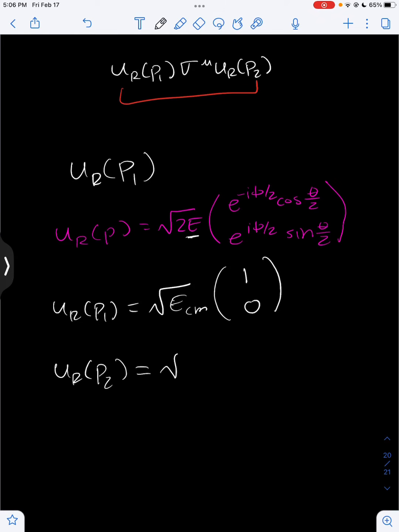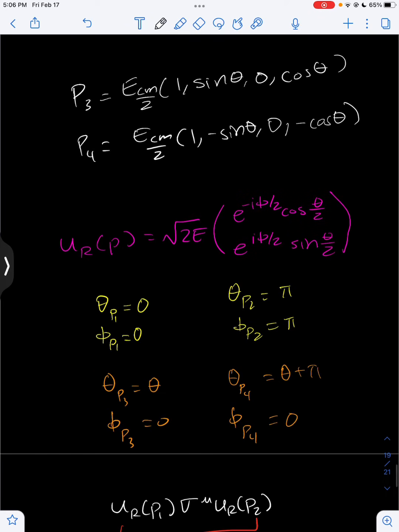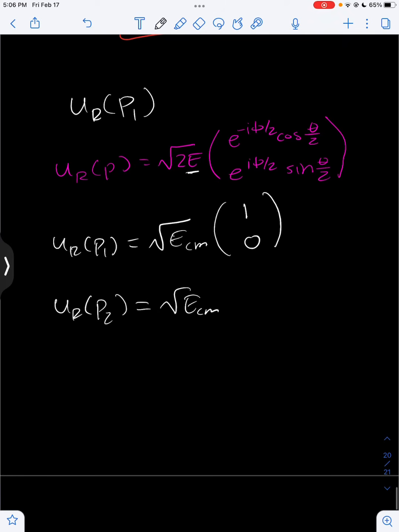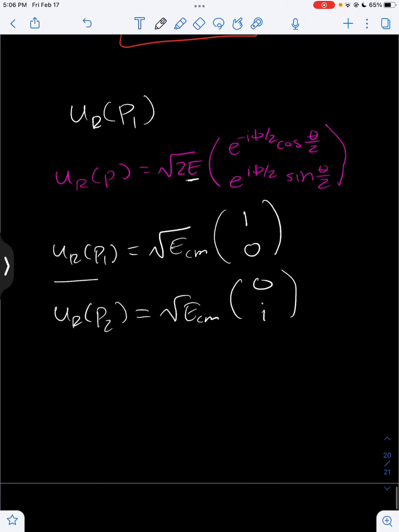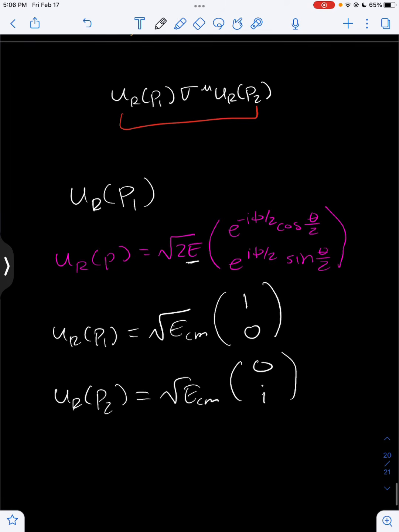Likewise, we're going to have square root of ECM. For this particle, we chose theta of P2 to be pi. So we are going to be left with, and then we're going to have an I over here, because e to the I pi over 2 is going to be I. So now we have our forms for the spinors for the electron and the muon. All we have to do now is calculate the product.